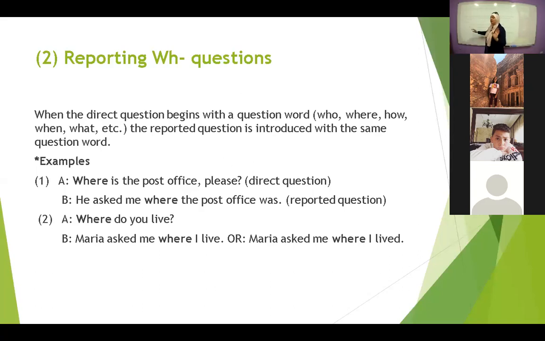Examples. The first one. Someone asked, "Where is the post office, please?" This is a direct question. Hassan is reporting. He asked me where. Look, we kept "where". I take this "where" and use it here: where the post office was. Remember, we don't say, "He asked me where was the post office." No, where the post office was. The helping verb goes to the end of the sentence because it's not a question, it's a statement here.